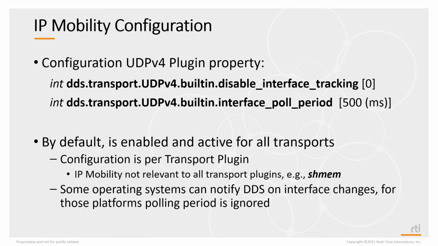So by default, IP mobility is enabled. The configuration is per transport plugin, though. So you can enable it for UDPv4 and disable it for TCP, etc. Of course, IP mobility is not relevant to all transport plugins, like shared memory. Shared memory either is there or is not there. It doesn't ever change its quote-unquote interface address.